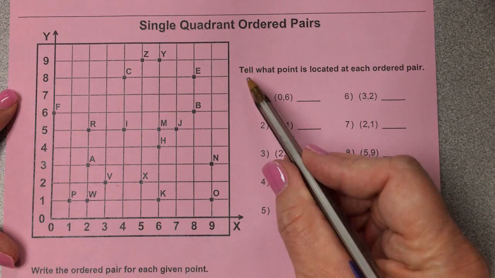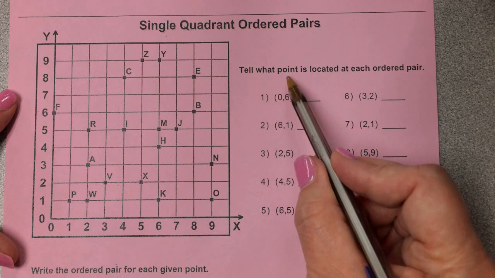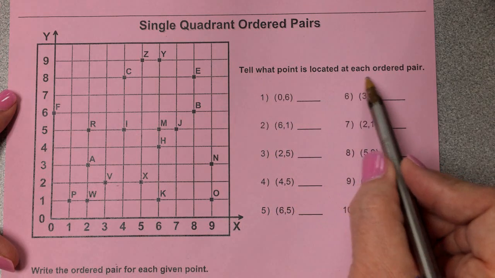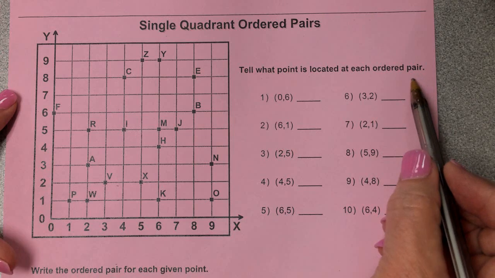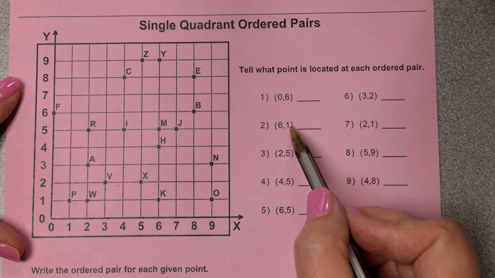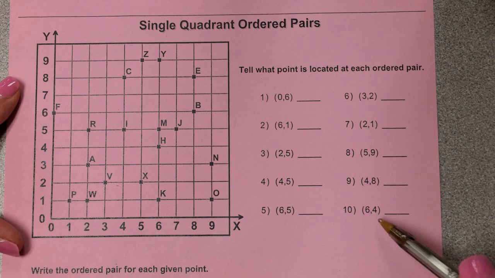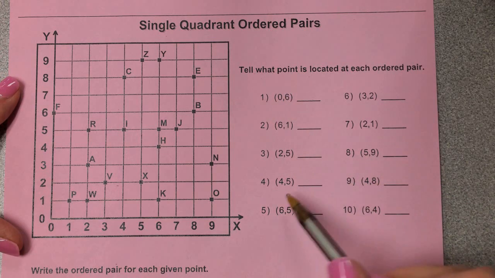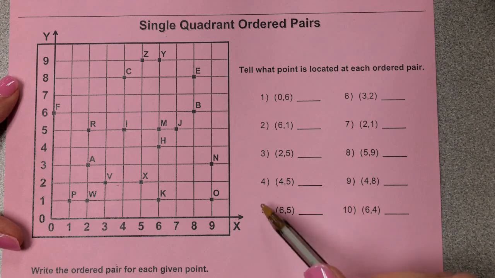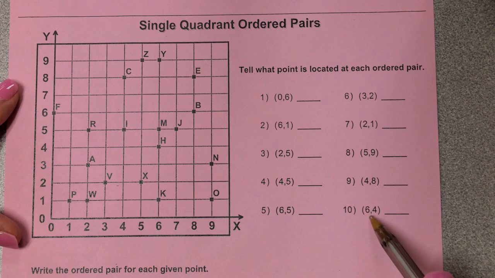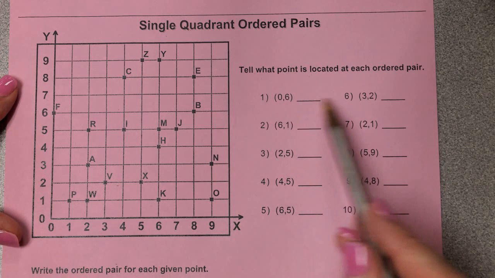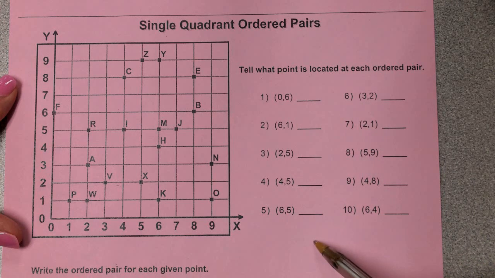Look at these directions. They say, tell what point is located at each ordered pair. So up here at the top, what have they given for 1, 2, 3, 4, 5 down to 10? What are they giving us? What are these things called where two numbers are in parentheses? What are these little pairs of numbers in parentheses called?